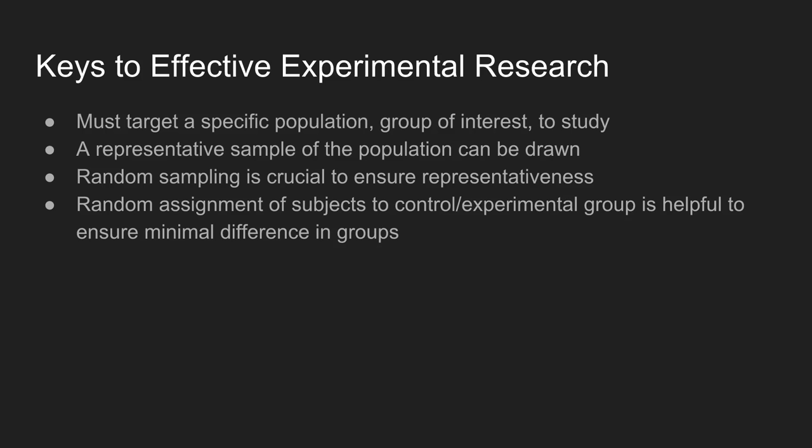In order for experimental research to be done effectively, there's a few things that we should keep in mind. First, we need to target a specific population to study. Okay, so we need to figure out who are we trying to see that this affects, because we can't just say humanity. That's too broad. It's just too broad, so we need to kind of focus in on it.